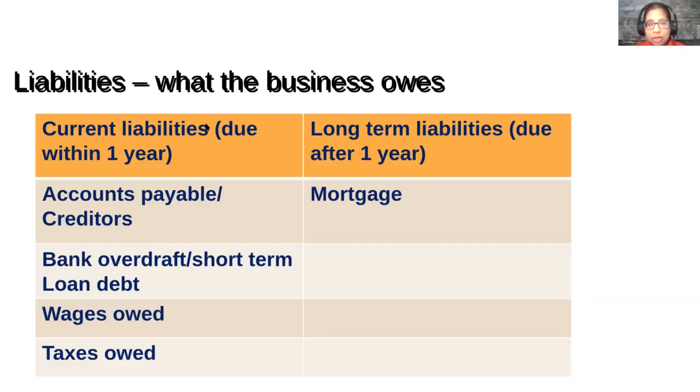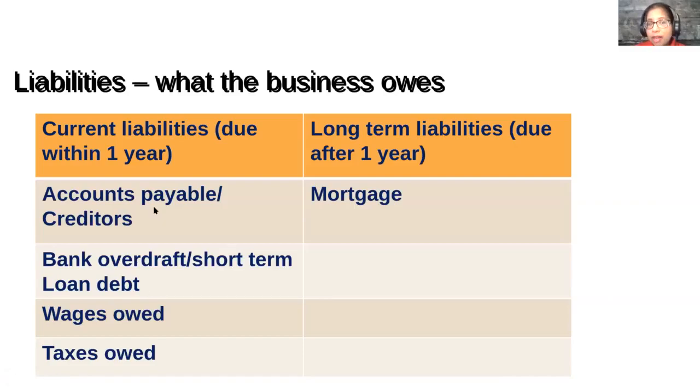And an example of that would be accounts payable, also known as creditors. I will explain what that means. Bank overdraft or short-term loan, wages owed, taxes owed. So these things, wages owed, taxes owed, will be liable or due within 1 year.